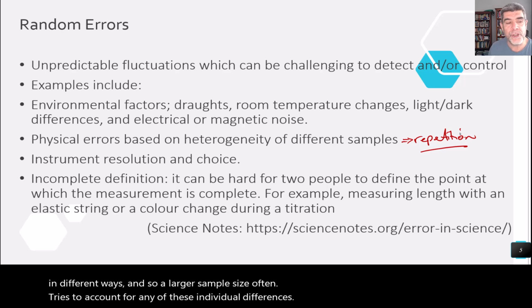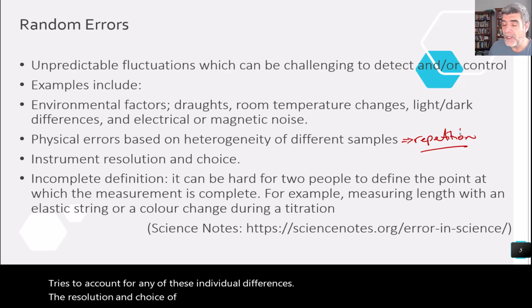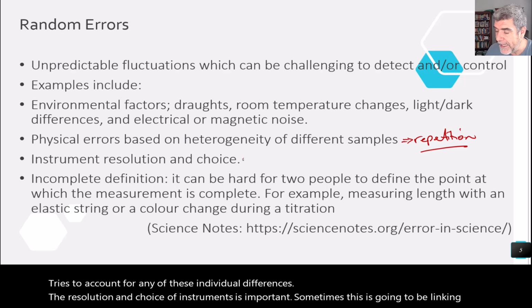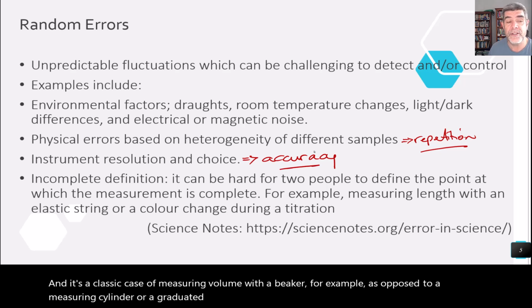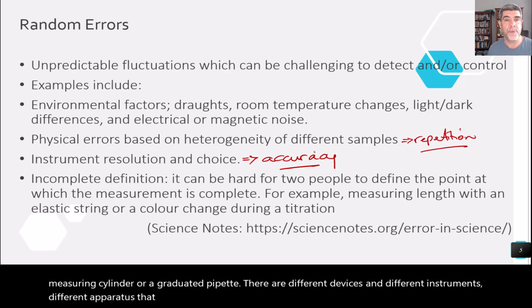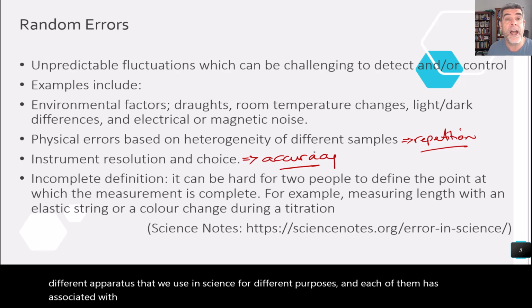The resolution and choice of instruments is important. Sometimes this is going to be linking into accuracy, and it's a classic case of measuring volume with a beaker, for example, as opposed to a measuring cylinder or a graduated pipette. There are different devices and different instruments, different apparatus that we use in science for different purposes, and each of them has associated with them, I guess, the ideal situations for them to be used.